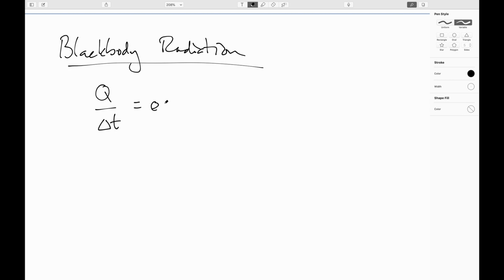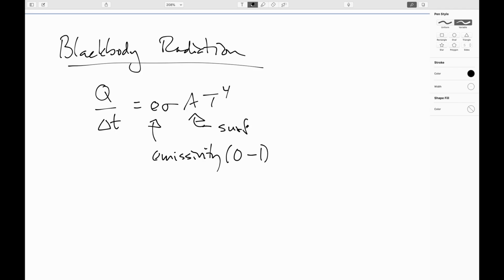It goes as E here, which is the emissivity of the material. This is just saying how efficient it is at radiating or absorbing heat. Again, it's a two-way street, same number both ways. It's a number that will run between 0 and 1, and it's literally just a number. There's no units. A will be the surface area of the object.